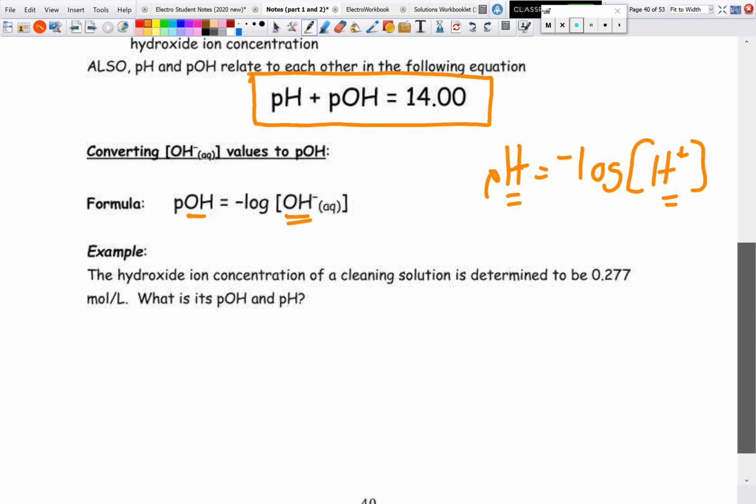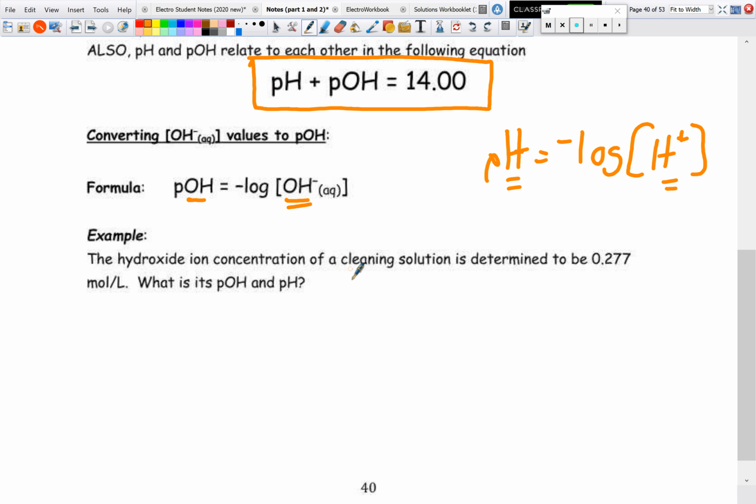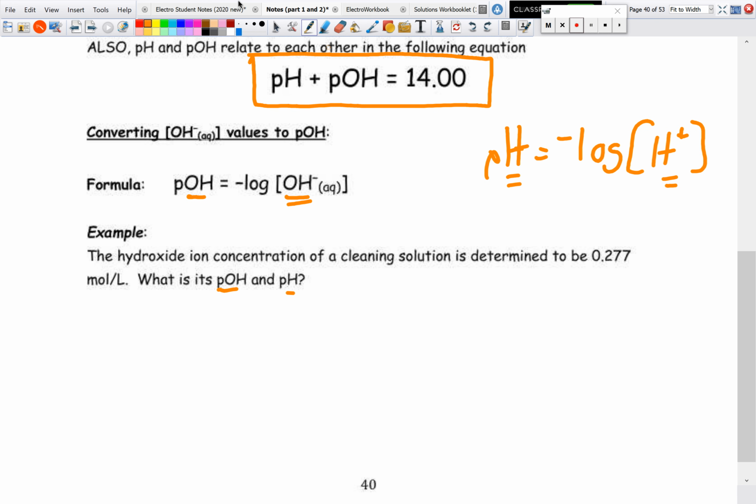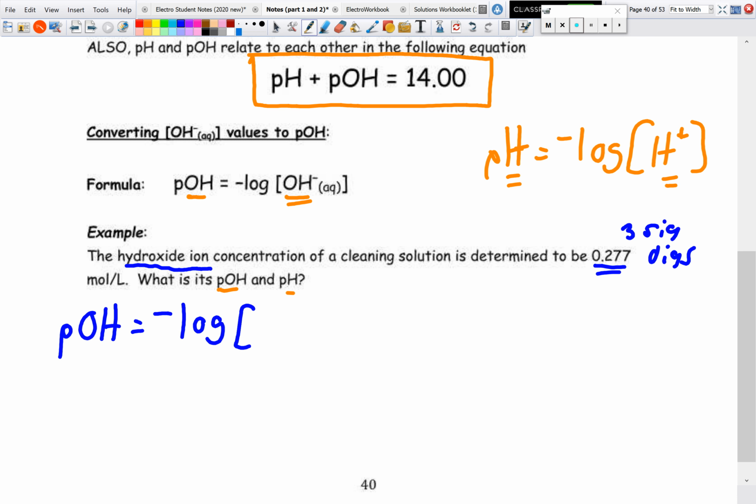So let's look at our first example. The hydroxide ion concentration in a cleaning solution is determined to be 0.277 moles per liter. What is its pOH and pH? Now, first thing, just look at this. So this is the hydroxide ion concentration. So this is a concentration. So we have 3 significant digits. Now, first of all, because we have hydroxide ion, we can only solve for pOH first, because this is hydroxide, so it's only pOH.